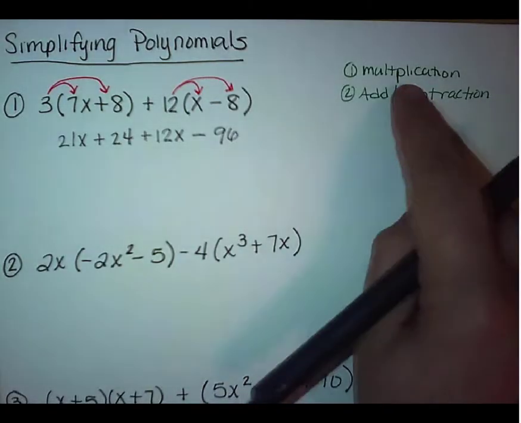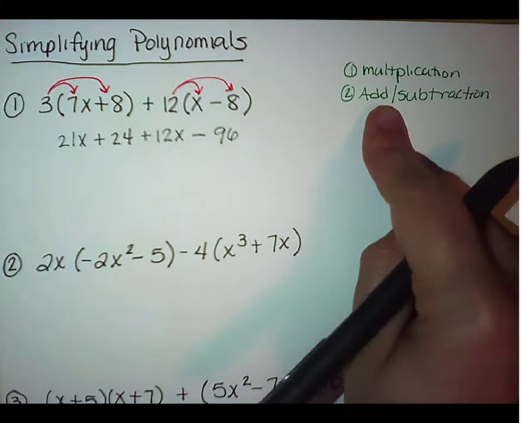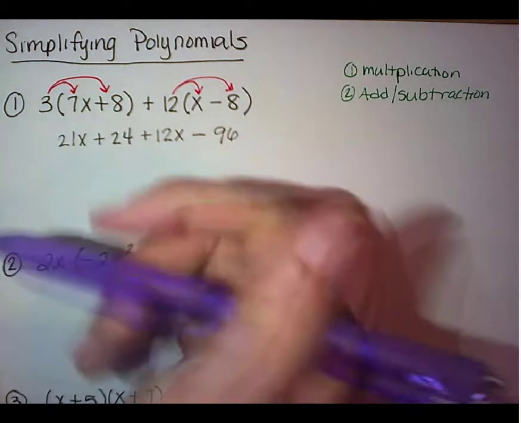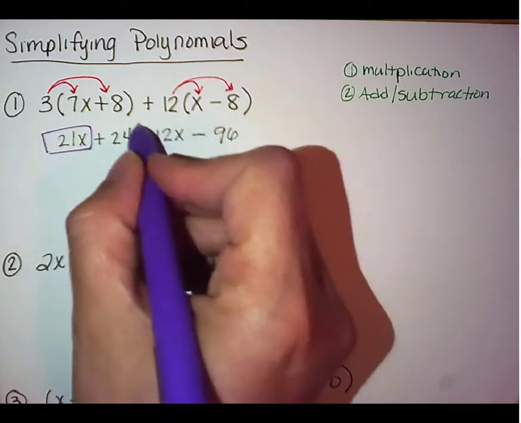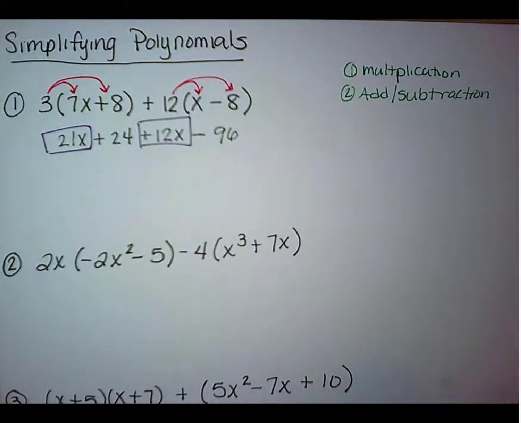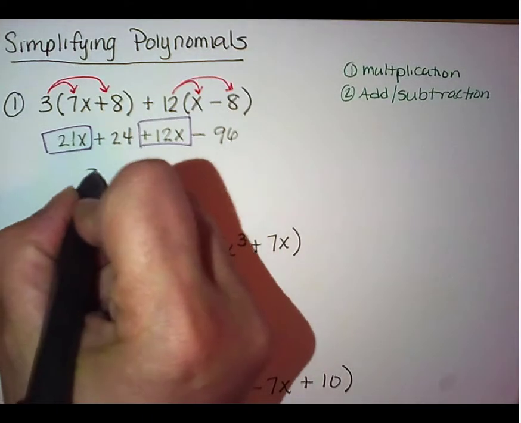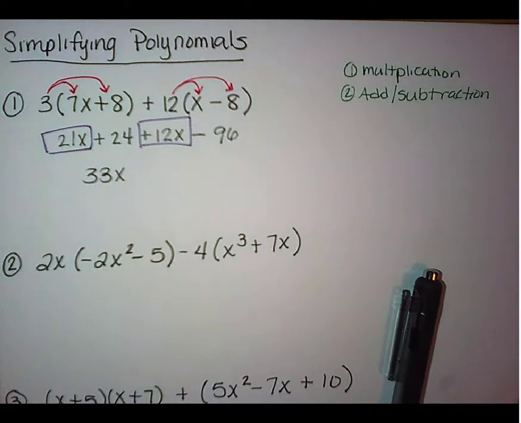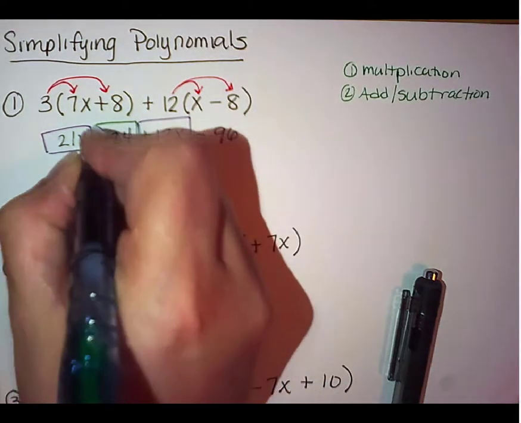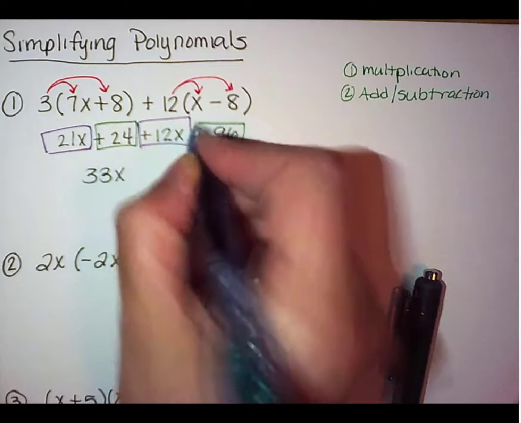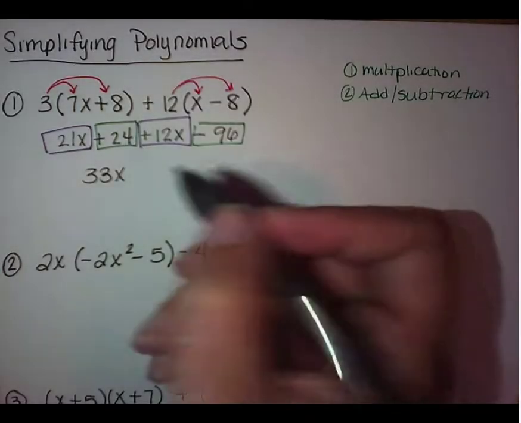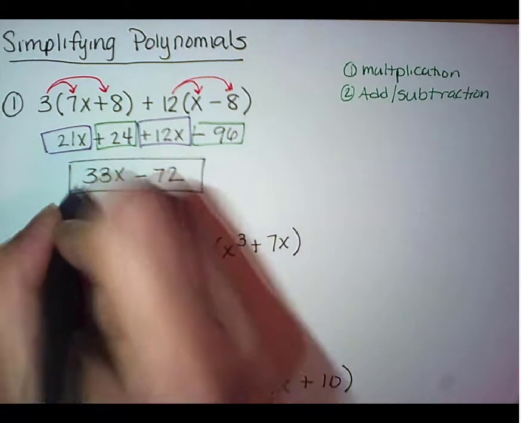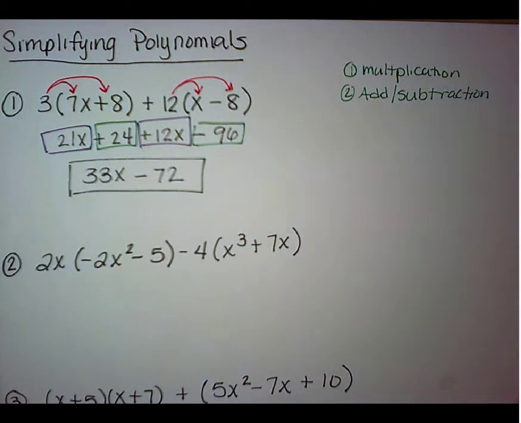So now that we've done our multiplication, now we can actually look at our adding and subtracting. Remember, we're going to combine like terms. For instance, we can add together the 21x and the 12x since those are both x's. That would end up getting us 33x since they're both positive. And then the next thing we would do would be to subtract here. We've got our 24 and our 96. We would subtract those, and that's going to give us negative 72. So our answer here would be 33x minus 72.